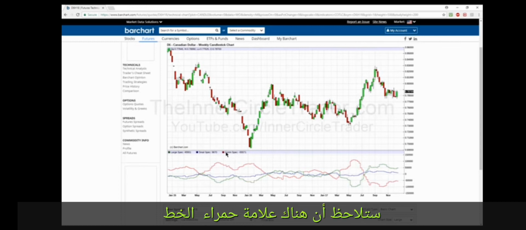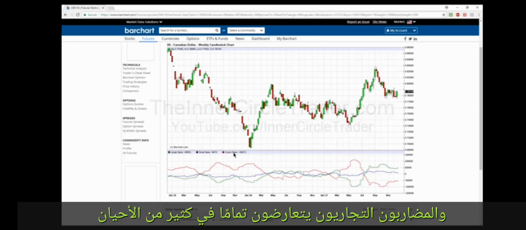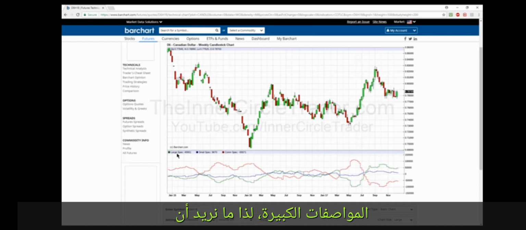Now you'll notice that there is a red line, which is commercial speculators. There's a dark blue line, which is small speculators. And there's a green line, which is large speculators. Large speculators are like large funds and large private traders. Small specs are like anyone else in the retail world. Generally, they're wrong about everything they're doing. And the commercials are many times diametrically opposed to this group over here, the large specs.